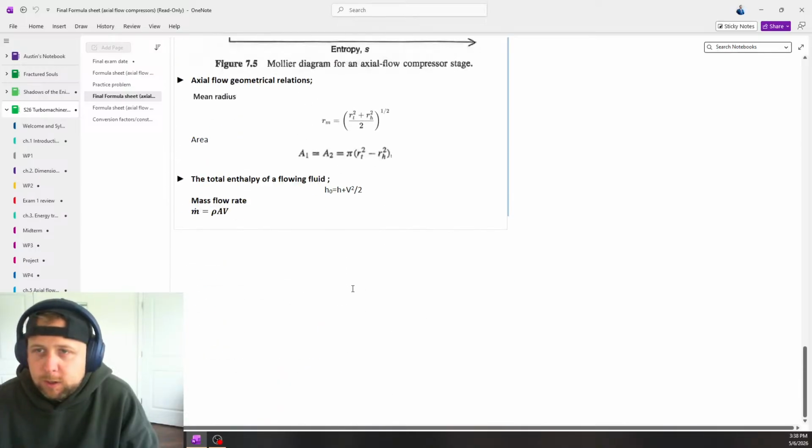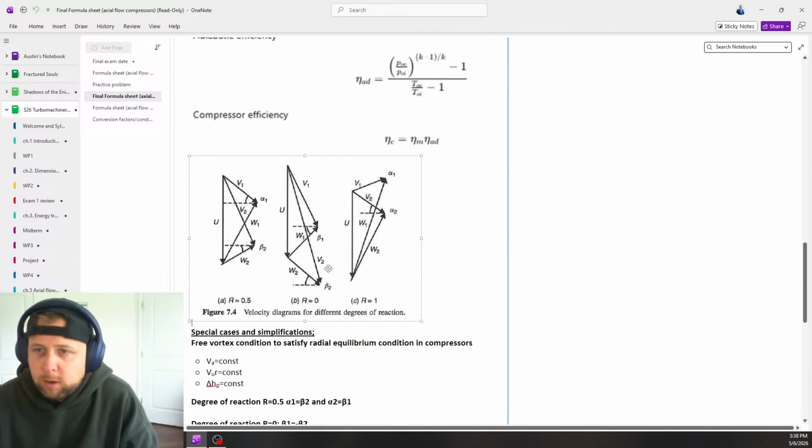See if I can find it real fast. Our Mollier diagram.